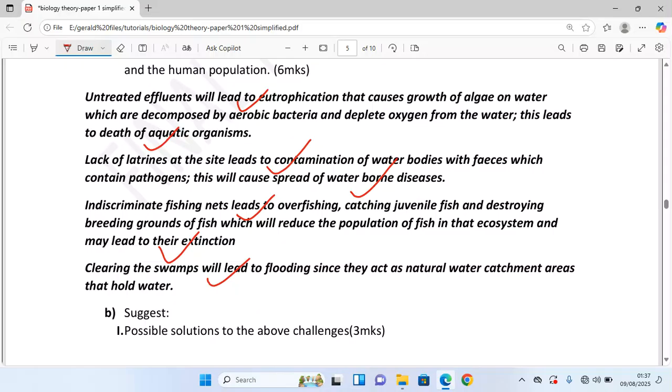Clearing of the swamp will lead to flooding. Here the problem and its cause, the activity and its effect, are coming close to each other. Why? Because the swamps are acting as natural water catchment areas that hold the water. So if they are destroyed, that water is filled in all those other areas, and it floods there.